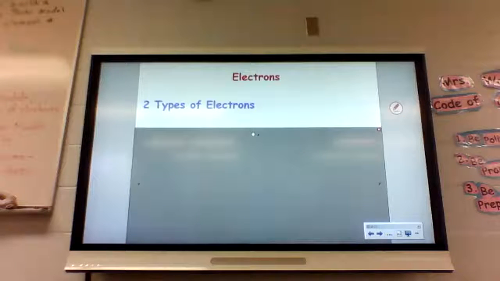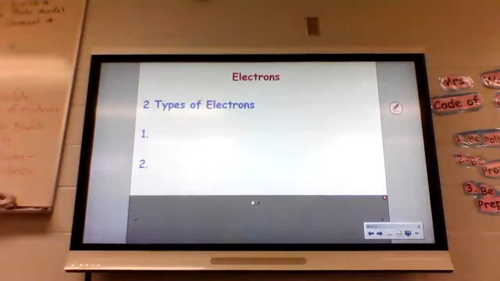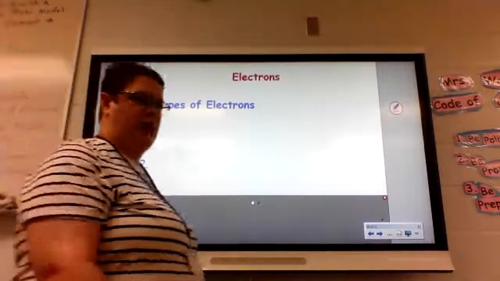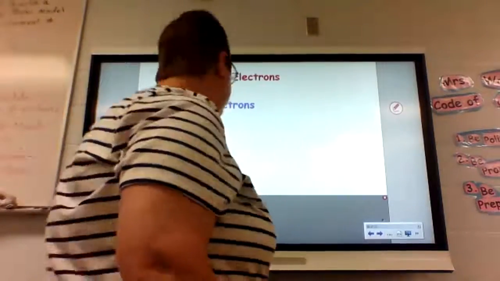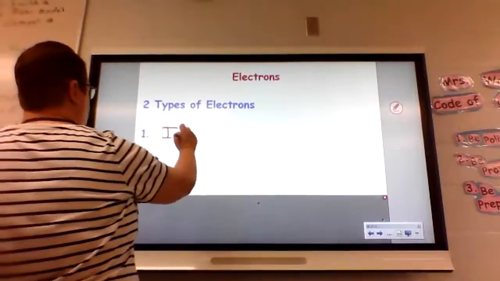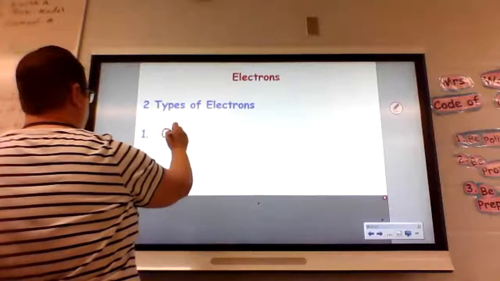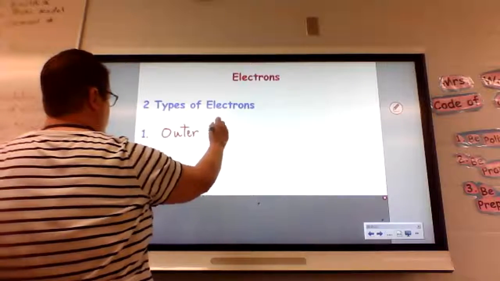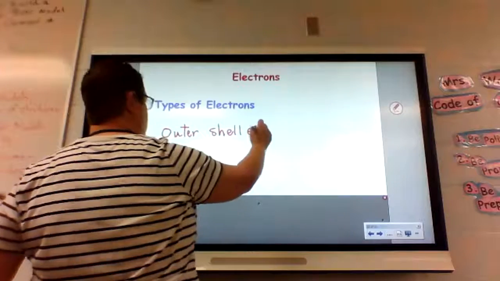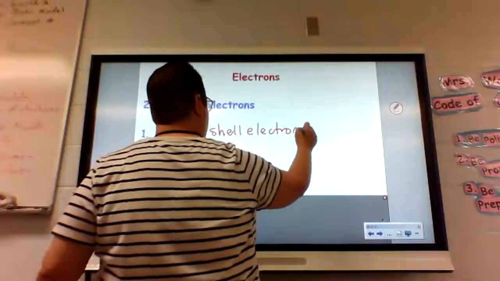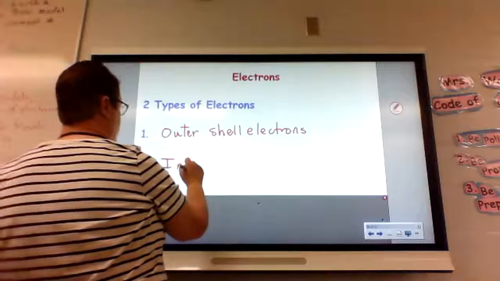All right, and you're going to have to label these on your model. So I've cut up the poster board at the back of the room. I've got pipe cleaners. Probably should have gotten more, but hopefully the 400 I have will be enough. All right. So the two types of electrons we're going to talk about are inner shell electrons and outer shell electrons. Let me do outer shell first. And inner shell electrons.